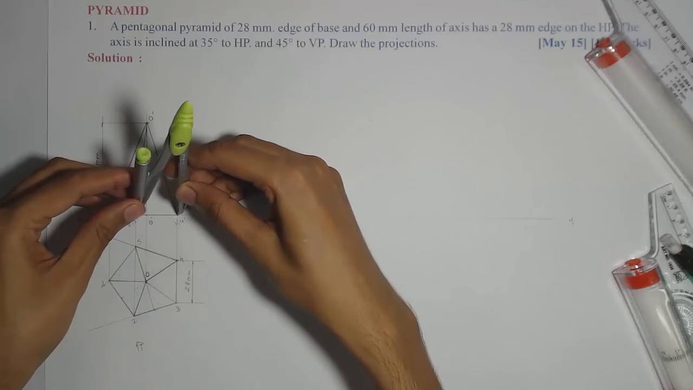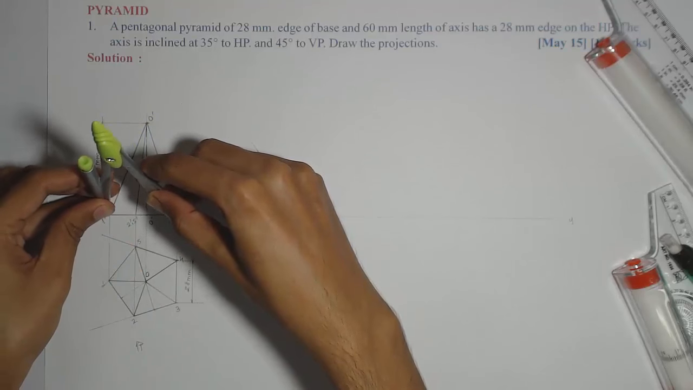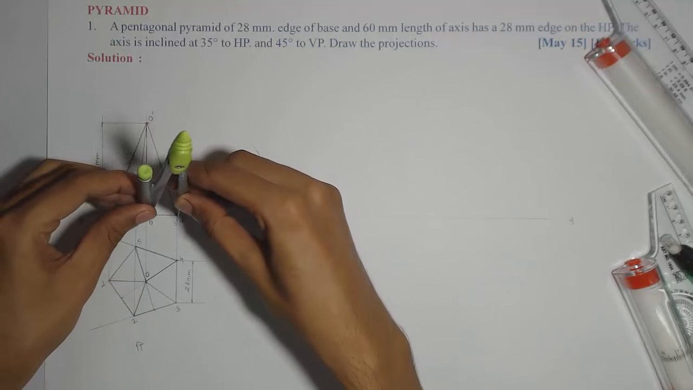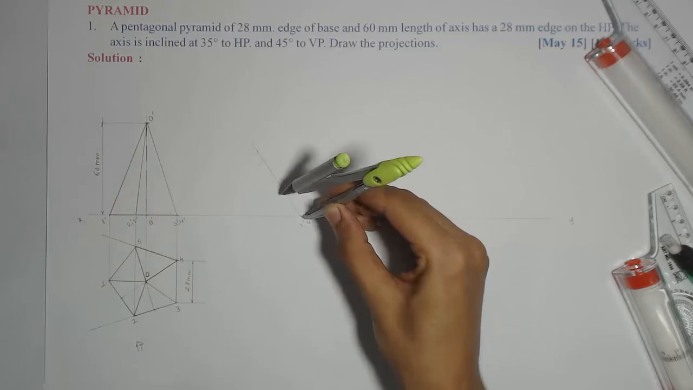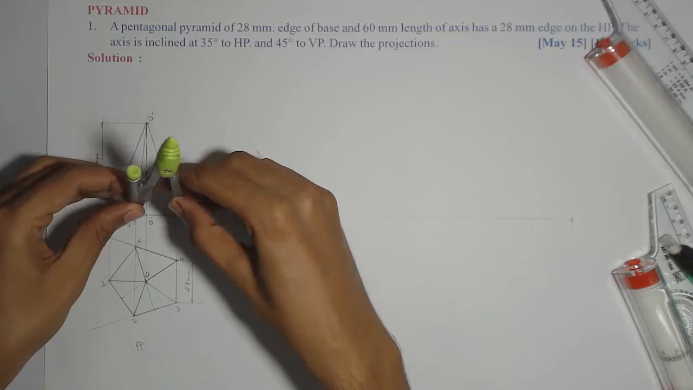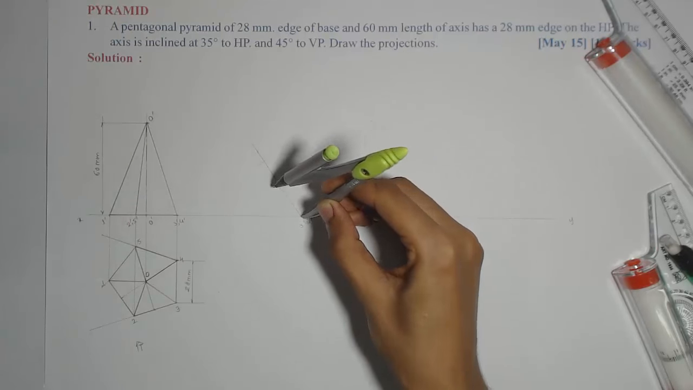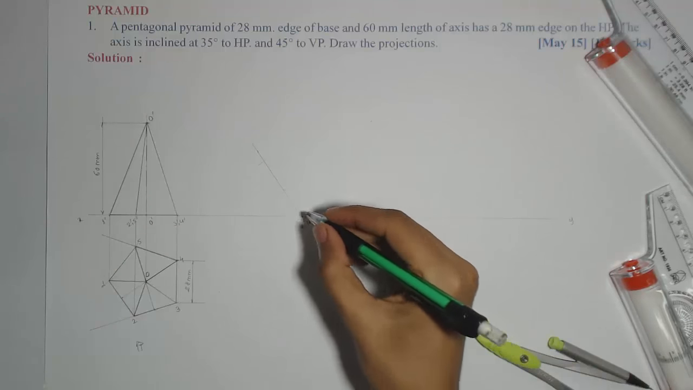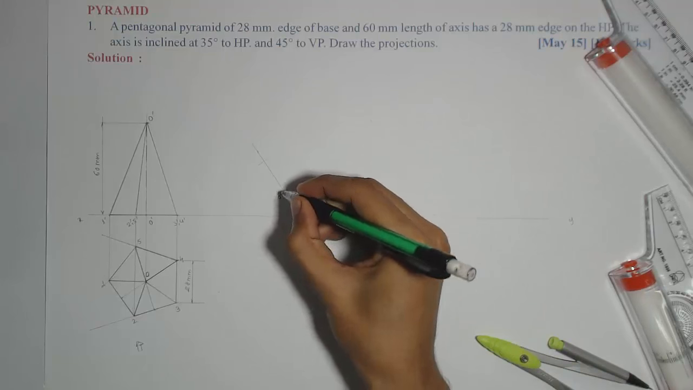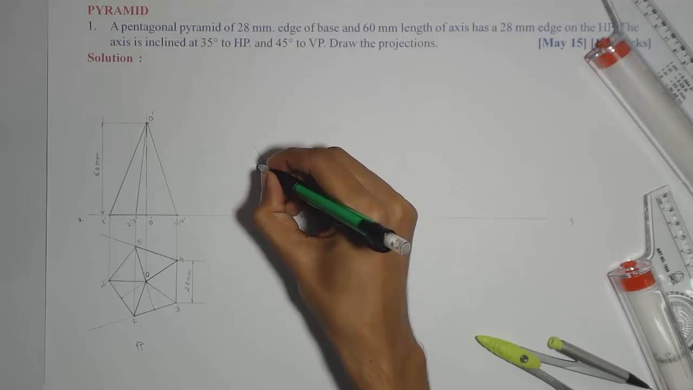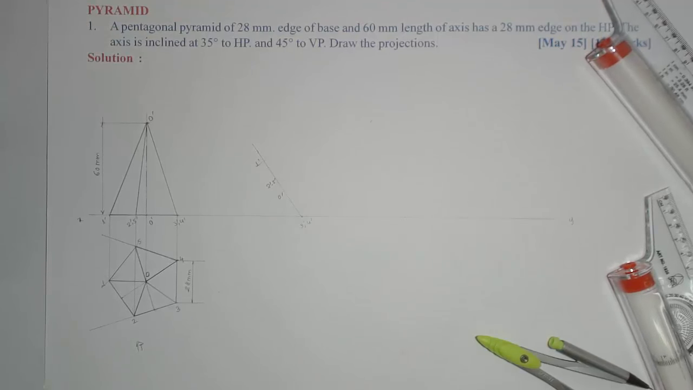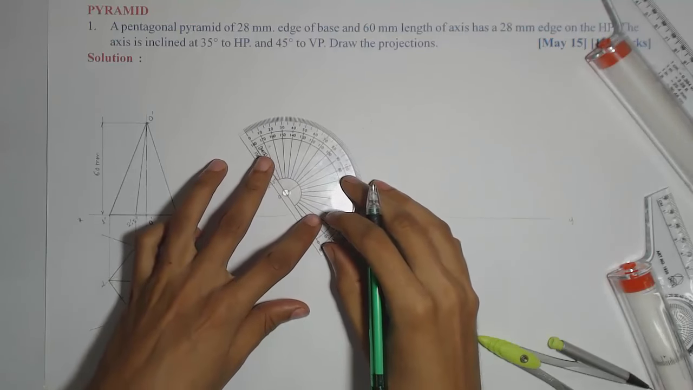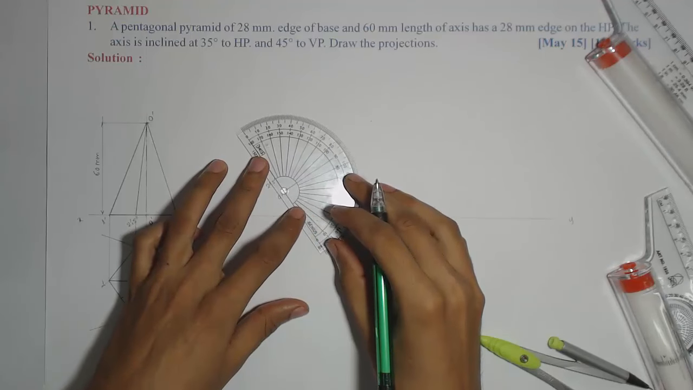Take the divisions from the front view as it is. So first I'll mark the entire length of the base. Then I'll mark the axis position and then the remaining 2 dash and 5 dash. Okay. Now I'll just show the notations as it is. Then 1 dash. Now I need to draw a perpendicular from O dash to mark the axis.